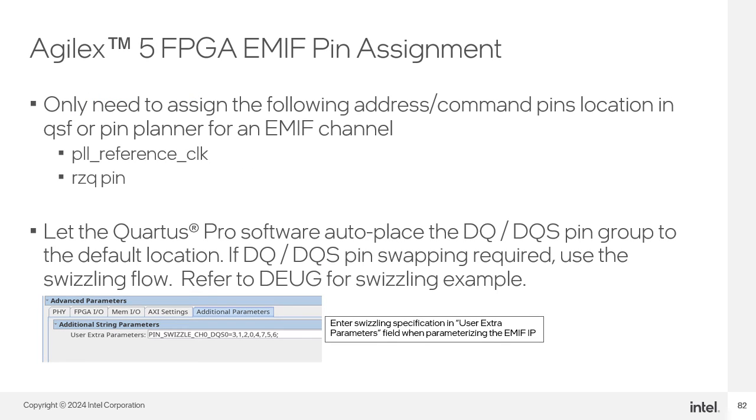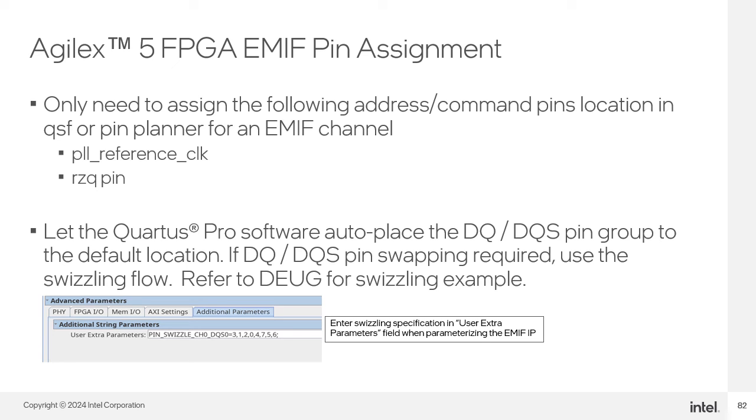For EMIF pin assignment for a given interface, we only need to assign the pin location to the PLL reference clock and RZQ pin. As we cannot swap the address command pin location, the fitter will be able to auto-place all the other AC pin locations. There is no harm in providing the pin locations for all the other address and command pins, but it is not required to do so.